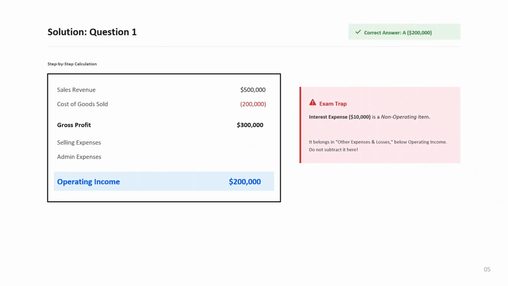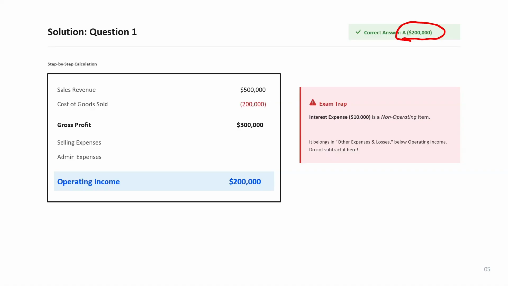The correct answer for this question is $200,000. We had 2 items that are not operating income in the question. One is the interest expense. The other one is the gain on sale of equipment. Interest expense comes up as a common exam trap, but think of it as a non-operating expense. Interest is a cost of financing.